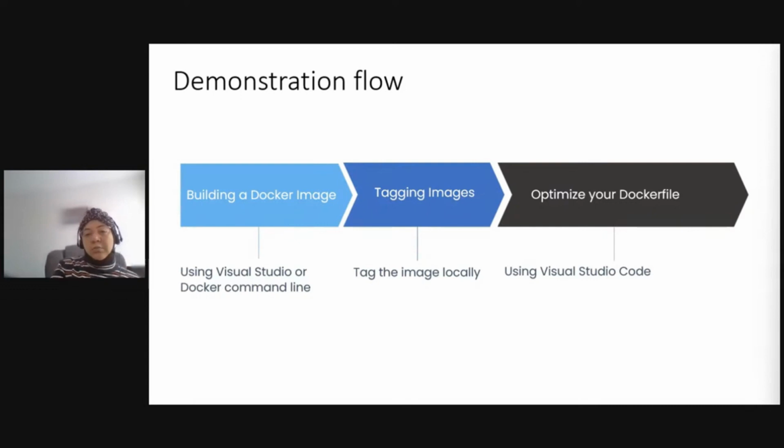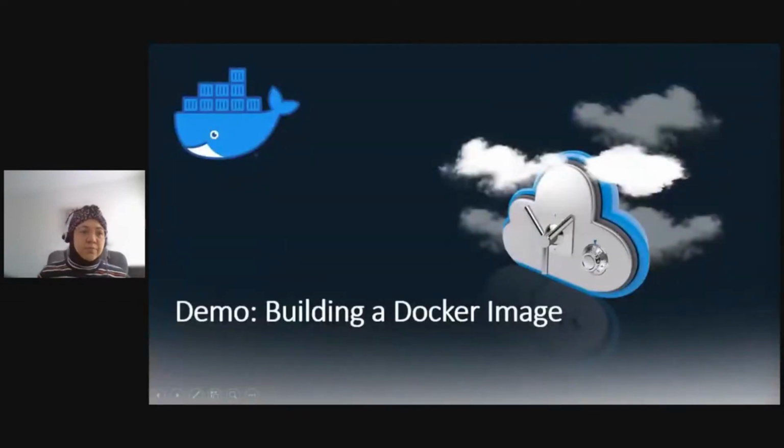We add the basic Dockerfile that we already presented before. And after, we will try to see how we can add different tags. It's best practice to use tags. And in the end, we will try to show how we can optimize your Dockerfile. Let's start with the first one, building a Docker image.